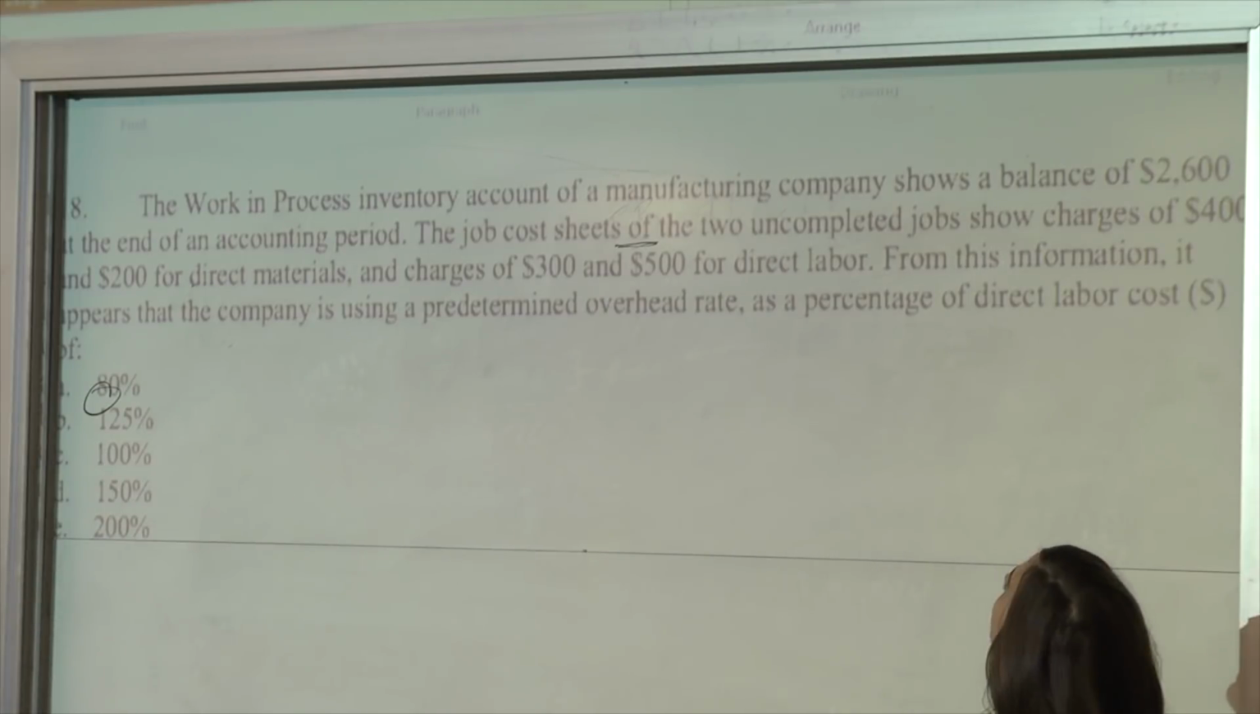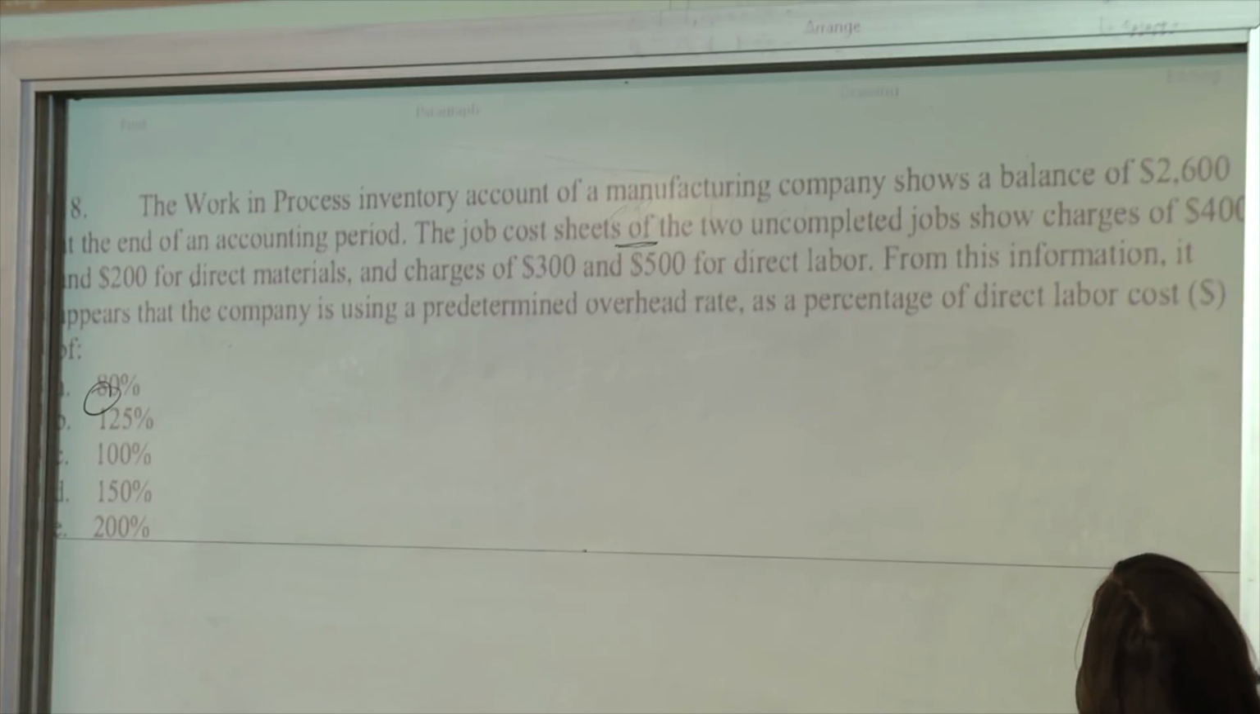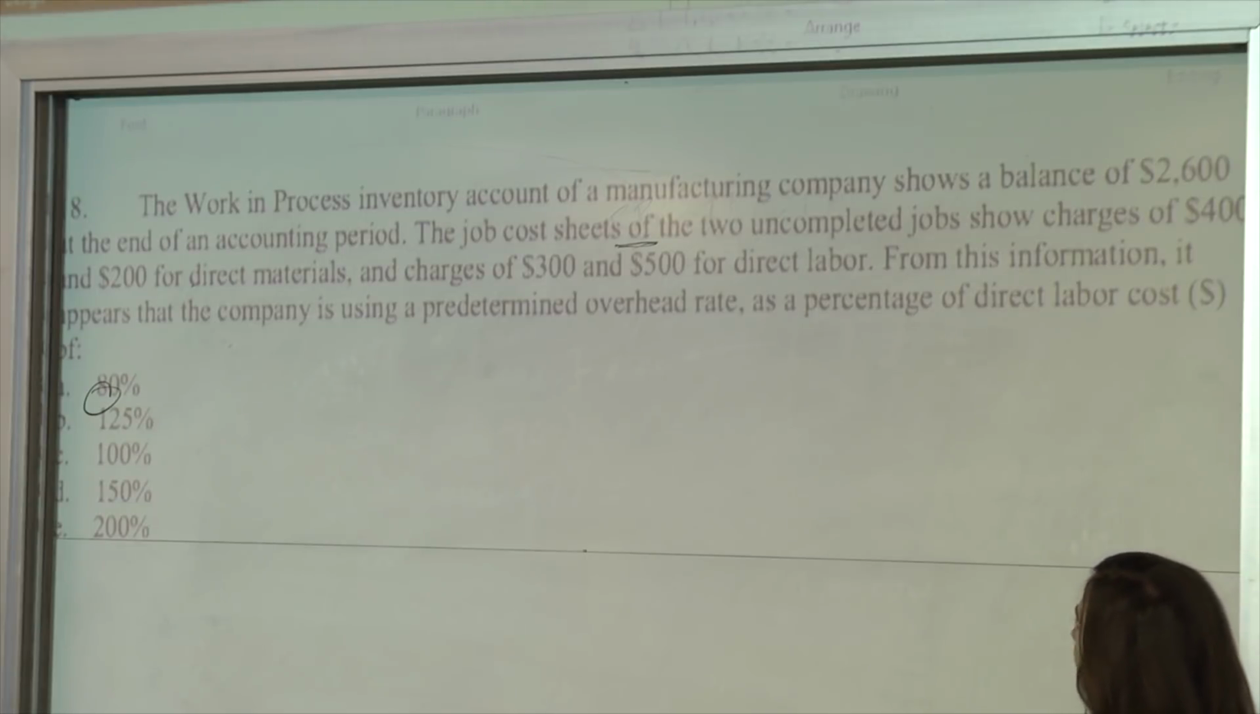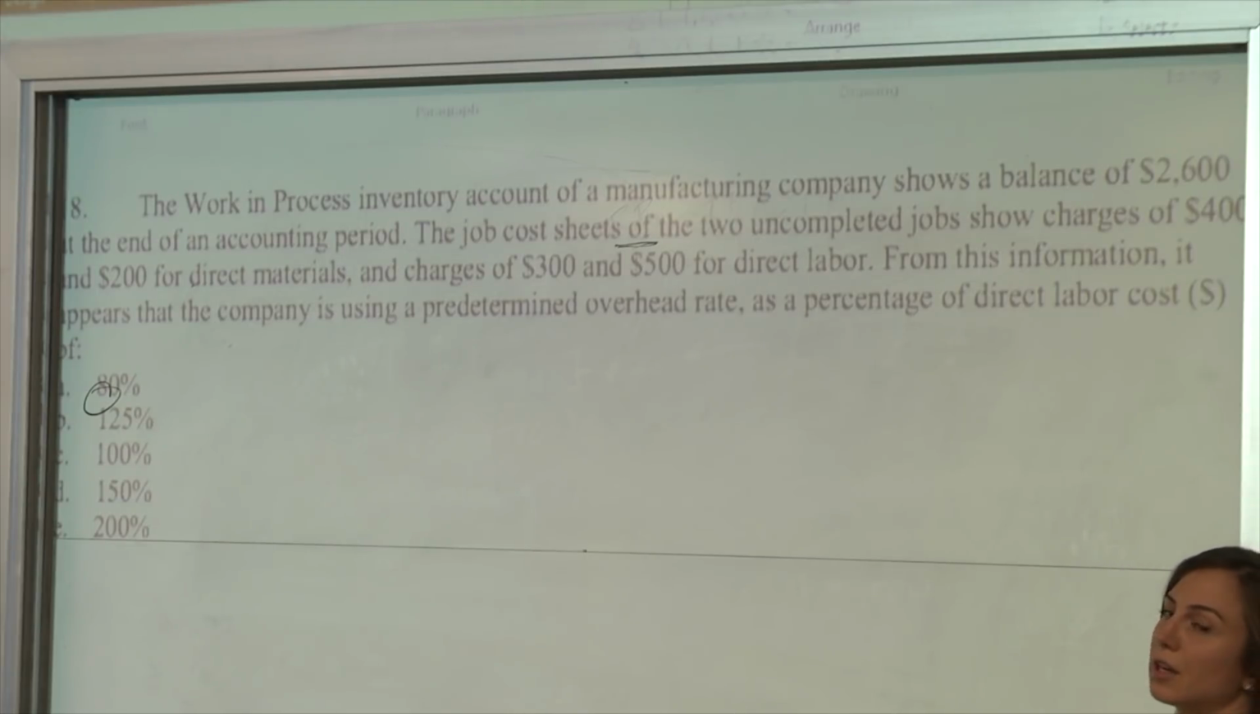So the work in process inventory account of a manufacturing company shows a balance of $2,600 at the end of an accounting period. Okay? So we're going to be looking at the inventory accounts. The job cost sheets of the two uncompleted jobs show charges of $400 and $200 for direct materials, $300 and $500 for direct labor. From this information, it appears the company is using a predetermined overhead rate as a percentage of direct labor cost of blank. Okay, so this question requires knowledge of how the work in process account works.